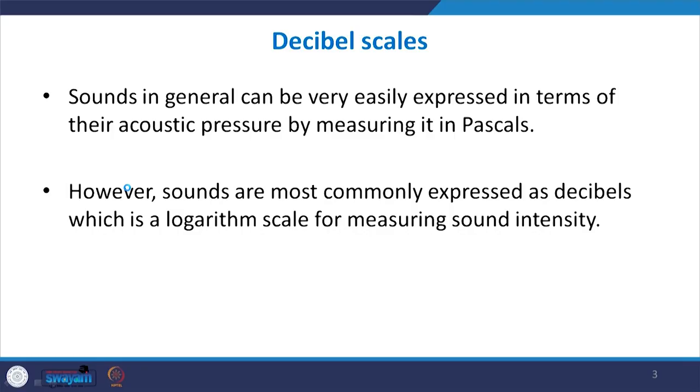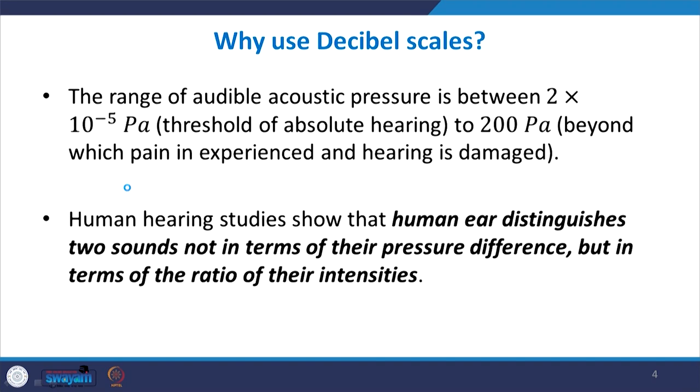So, when we already have this quantity called pascals to measure sound waves, why do we need an additional scale for measuring or representing sound waves? The reason is that, although we have the commonly used scale of pascals, we represent it using decibel scales, which is a logarithmic scale. Firstly, the range of audible acoustic pressures for a human ear is between 20 micropascals, where hearing begins, to 200 pascals, where pain is suddenly experienced and hearing is damaged.